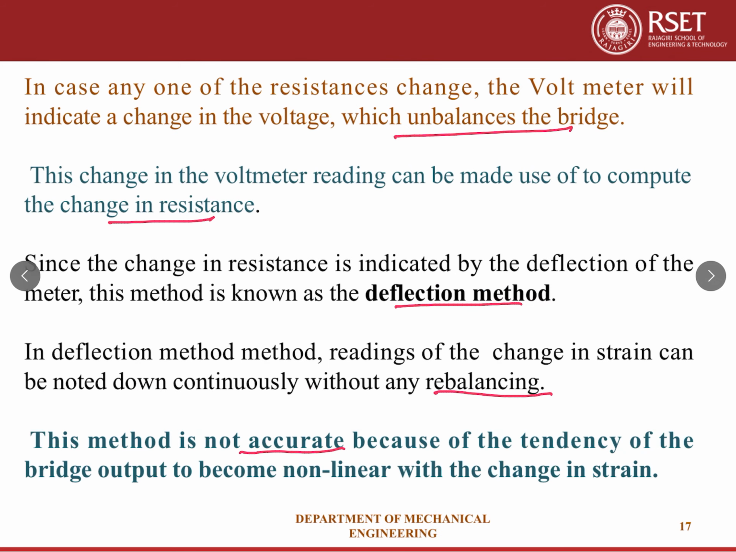So this is called the deflection method because the voltage is measured here by the deflection of the needle of the voltmeter. We are not balancing the bridge again. Once it is initially in balanced condition, after the change in resistance of the strain gauge, it becomes unbalanced. But we are not rebalancing it here, directly reading the voltage. This is called the deflection method, and it is not accurate because of the tendency of the bridge output to become non-linear with the change in the strain.